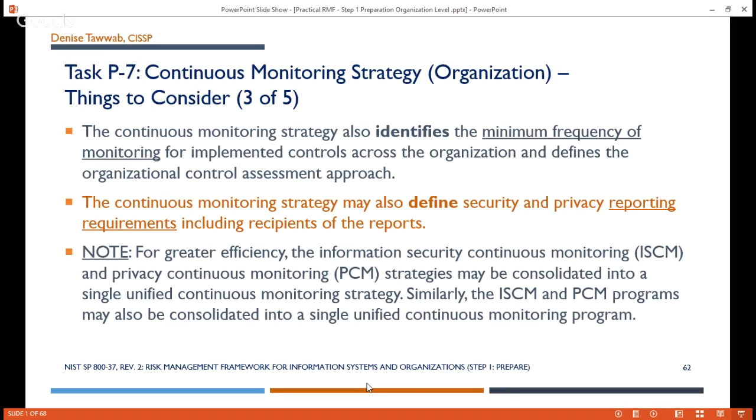And for greater efficiency, the information security continuous monitoring and privacy continuous monitoring strategies may be consolidated into a unified continuous monitoring strategy. So you can combine security monitoring and privacy monitoring into one strategy, or you can have a continuous privacy monitoring strategy and a continuous security monitoring strategy. Just depends on how your organization wants to handle that information.